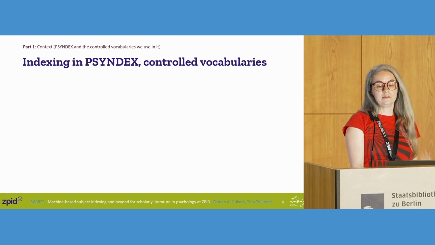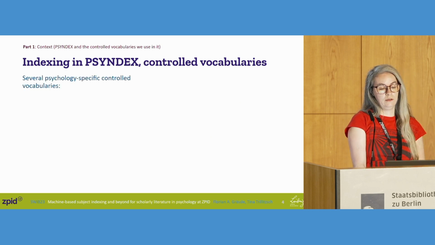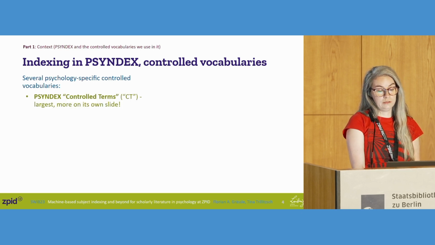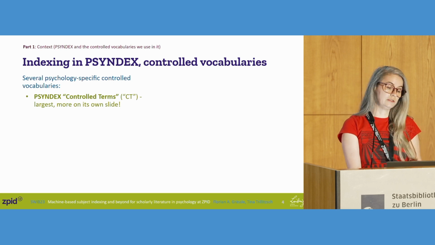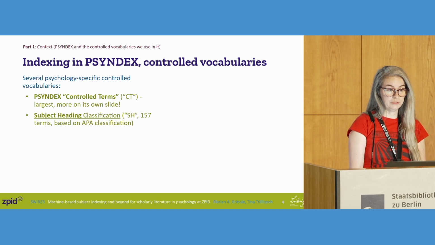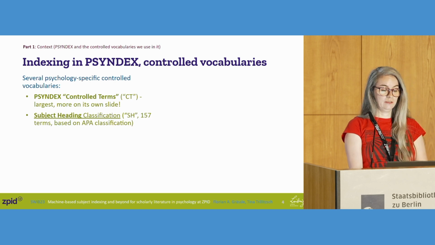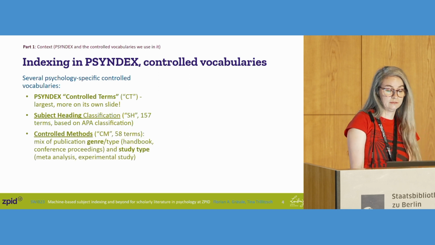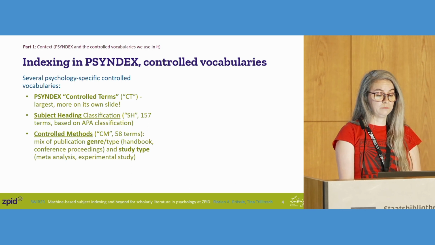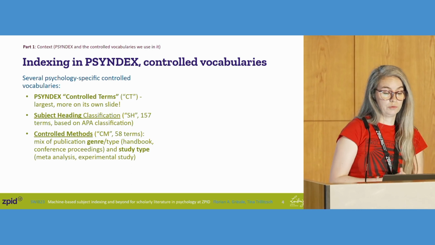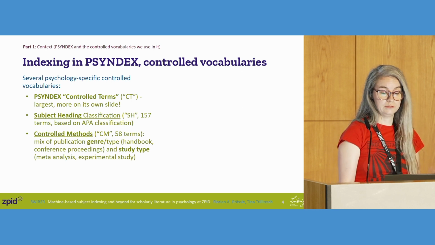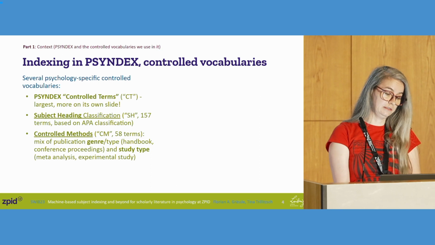How we index in SYNDEX and what vocabularies we use. We have several that are pretty psychology specific. The largest and most important one warrants its own slide. These are SYNDEX controlled terms, real subjects. And then we have a smaller subject heading classification. We also have an even smaller one that is called controlled methods, but it's more a mix of a publication genre or study type, if it's a psychological study. So it's the meta-analysis or an experimental study.